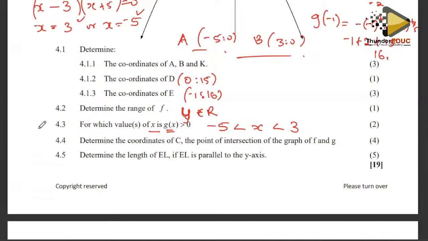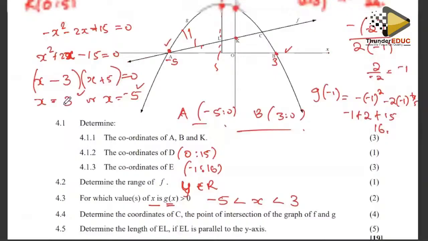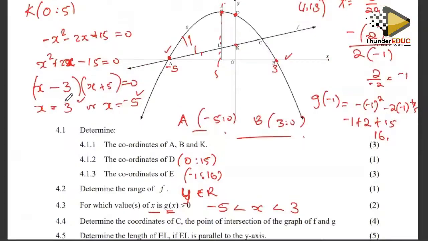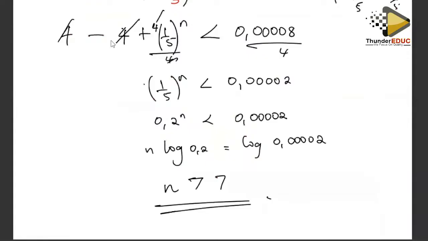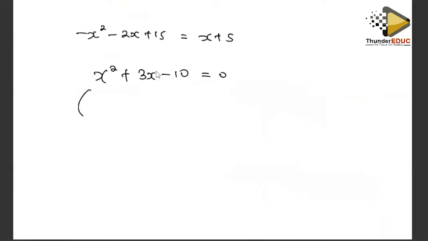Then 4.4, they want the coordinates of C, the point of intersection of the two graphs. So at point C, both graphs need to be equal to each other, meaning that negative x squared minus 2x plus 15 should be equated to x plus 5. Okay, let's form a standard equation. It's going to be x squared plus 3x minus 10 is equal to 0.